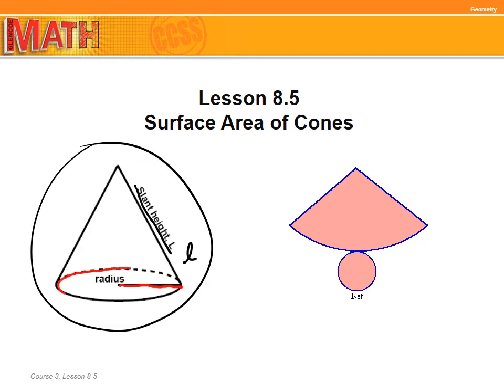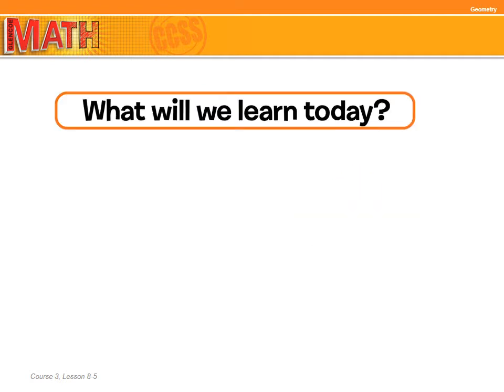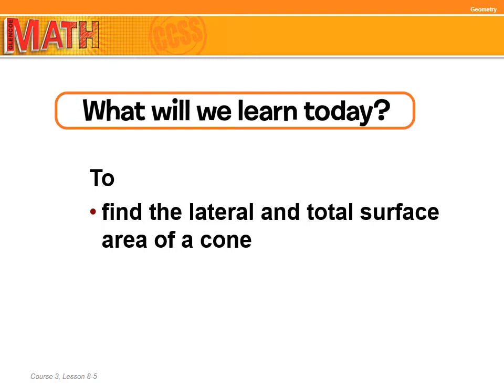And you can see that the cone is made up of a circle and what looks like a triangle, almost like a slice of pizza. Here's the net of the cone. What will we learn today? To find the lateral area, we can write that as LA, and total surface area, or SA, of a cone.